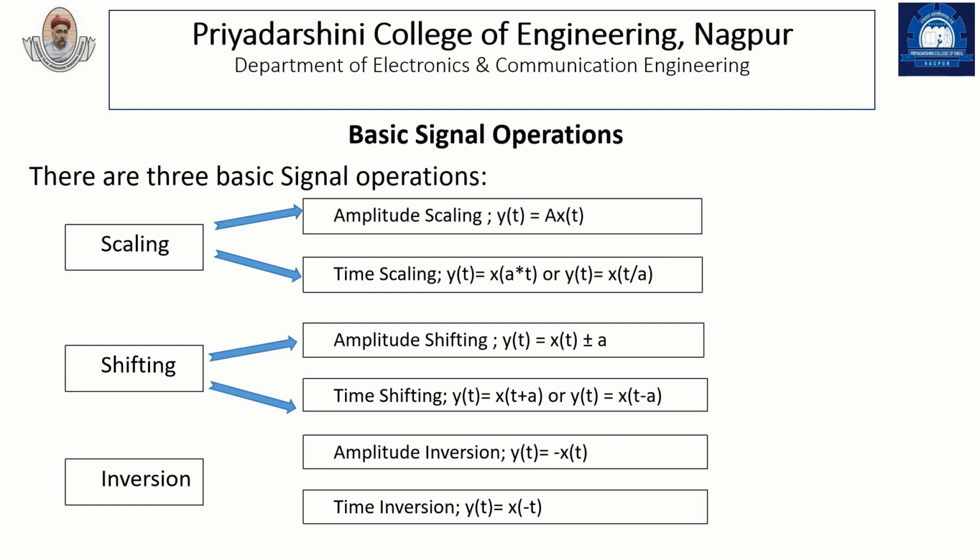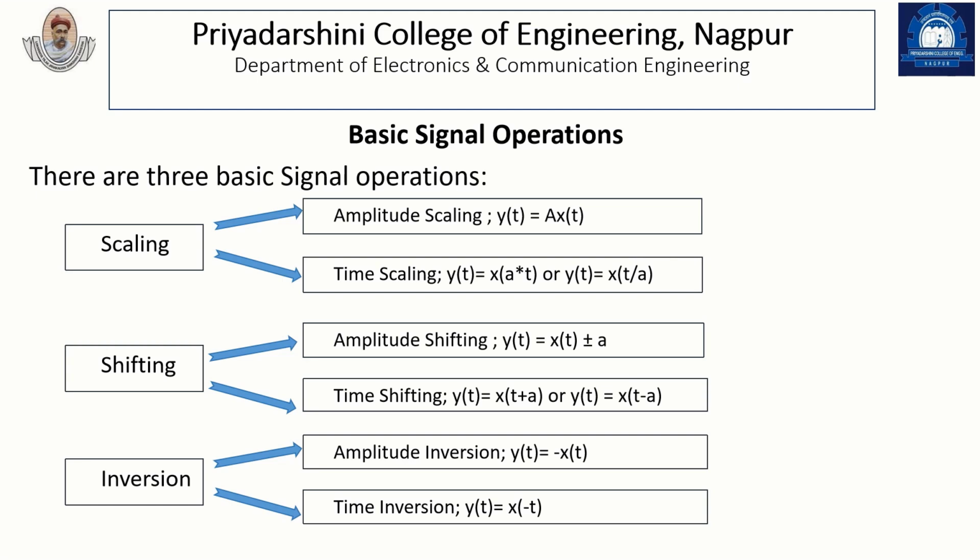The third operation is the inversion operation. It is again categorized as amplitude inversion and time inversion. Whenever it is an amplitude inversion, the resultant output signal is y of t equals minus x of t. That means the signal gets inverted along the x-axis. And in time inversion, the output signal is described as y of t equals x of minus t. That is, the signal here gets flipped around the y-axis. So with the time inversion, we get the mirror image of the original signal. So these are the basic signal operations.